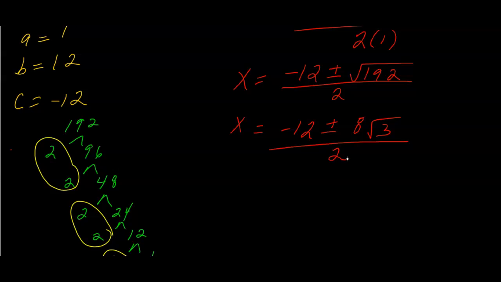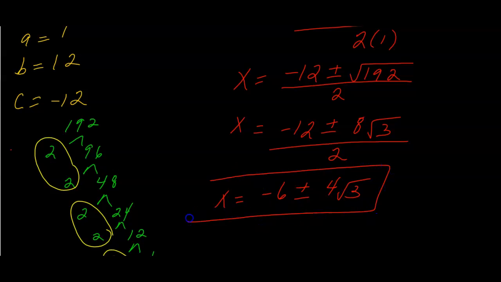All right, and then the very last thing you want to do is reduce if possible. So these two things on top are not like terms, so I can't combine those together. But if you notice, this 12, this 8, and this 2, those are all even numbers. So you can divide those all by 2. So it turns out to be x equals negative 6 plus or minus 8 divided by 2, which is 4 square roots of 3. And that's your answer for that one.